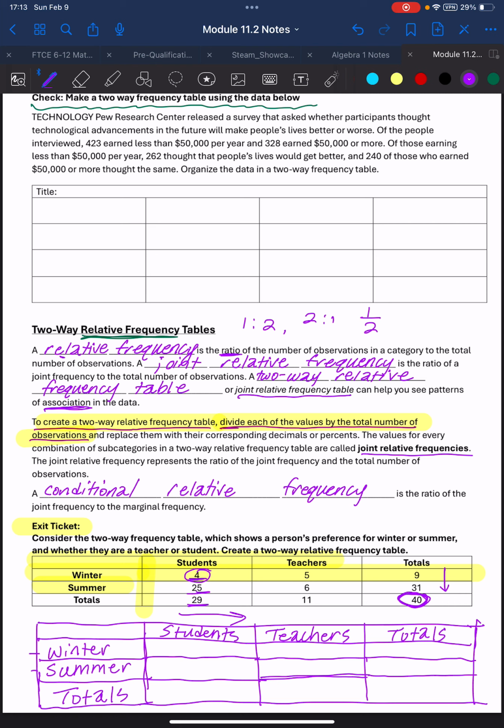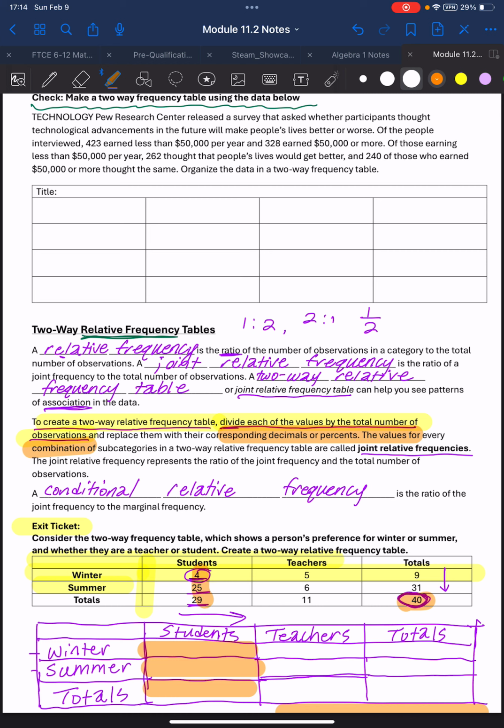So now, our first column, I'll highlight it. We're doing our first column. These are the columns that we're filling out. You have to do the rest of these. I'm going to do these three for you and help you out. Okay, going back to this again. It says to create a two-way relative frequency table, divide each of the values by the total number of observations. We have it right here.